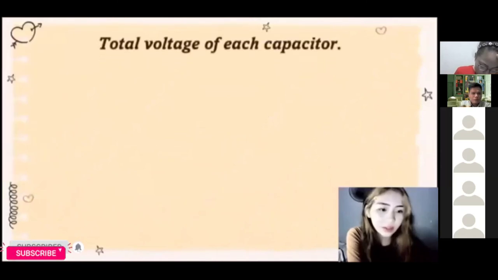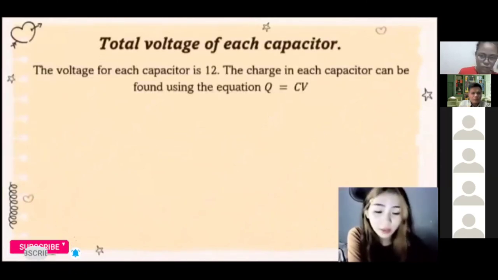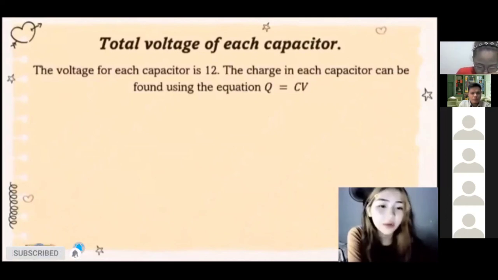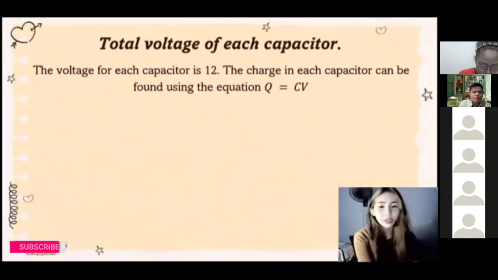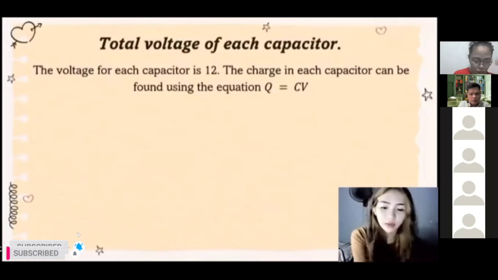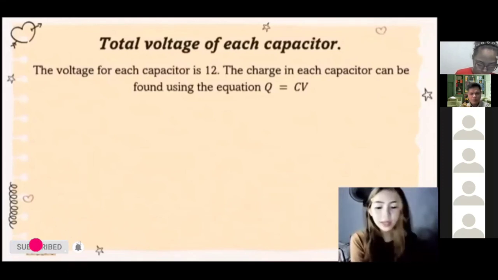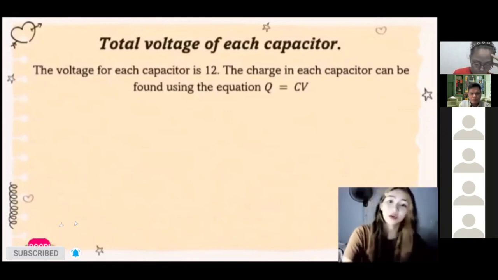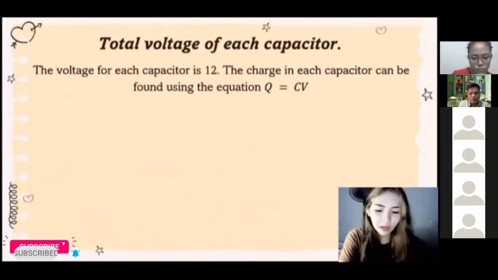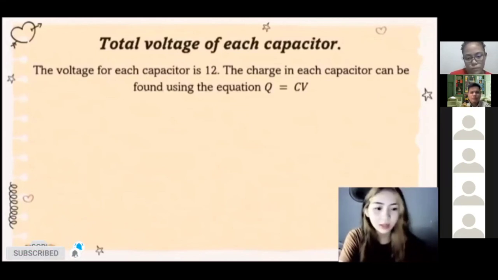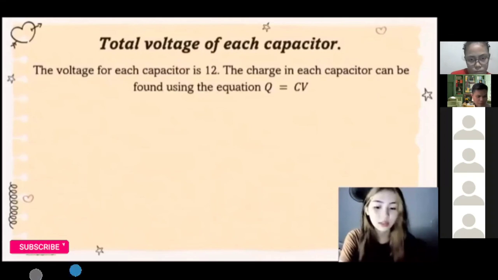Next, we need to calculate the total voltage of each capacitor. And the voltage for each capacitor is 12. The charge in each capacitor can be found using the equation Q is equals to C times V. So, note, keep in mind that in a parallel circuit, the voltage across each capacitor is same and equal to the total voltage in the whole circuit. So, ibig sabihin, ang voltage daw ng bawat capacitor ay parehas lang sa total voltage ng buong circuit.